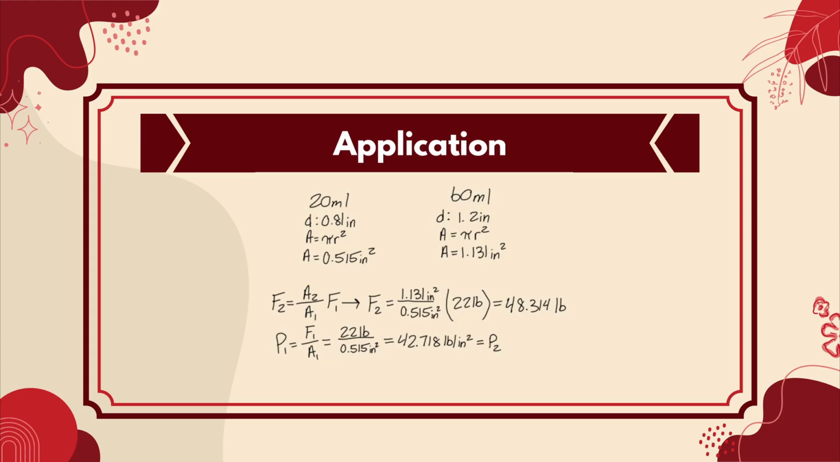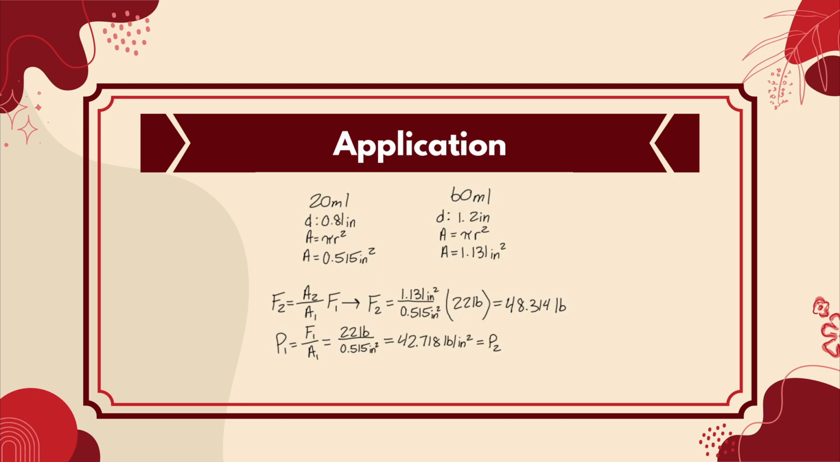Using the formula F2 equals A2 over A1 times F1, you get F2 equals 1.131 inches squared divided by 0.515 inches squared times 22 pounds, which makes F2 about 48.314 pounds. We can also calculate the pressure within the system using the formula P1 equals F1 over A1, which gives you P1 equals 22 pounds divided by 0.515 inches squared, which means P1 is about 42.718 pounds per inch squared.